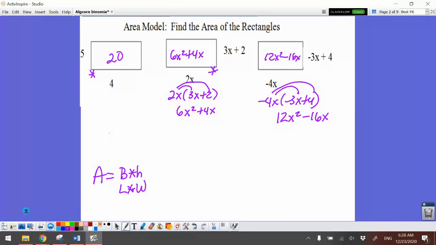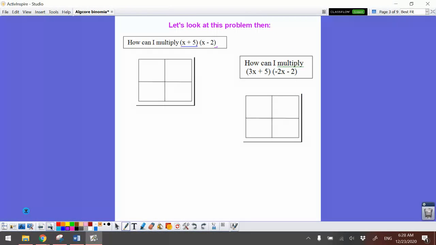All right, now let's talk about binomials. So binomials, if you remember, binomials means 2. So we have 2 terms in our parentheses. So we are going to use the area model to multiply binomials. And so what I'm going to do is I'm going to write x plus 5, x minus 2. And notice how I'm keeping my signs. You really need to focus on keeping your signs. It will make your life so much easier because we have to combine like terms.